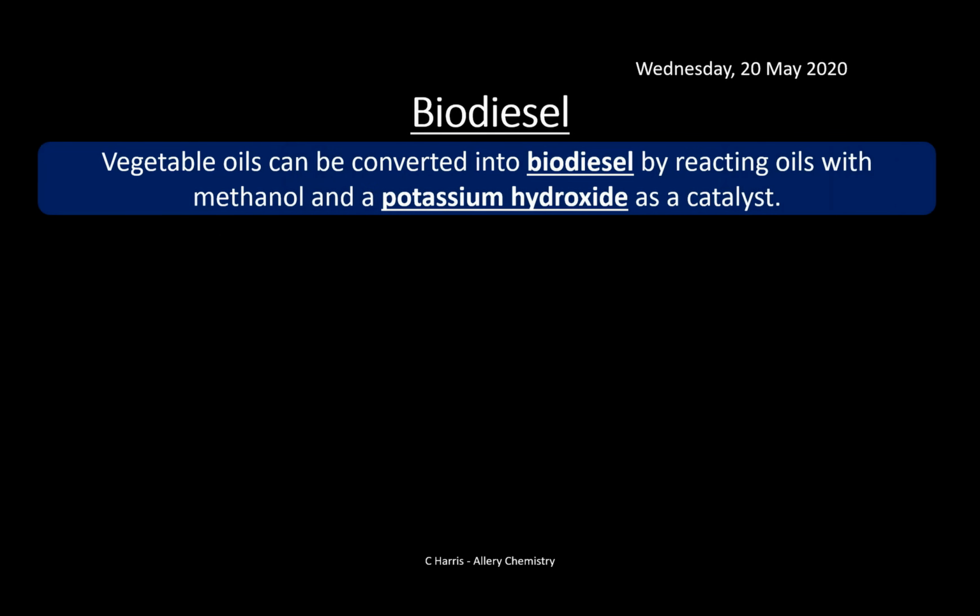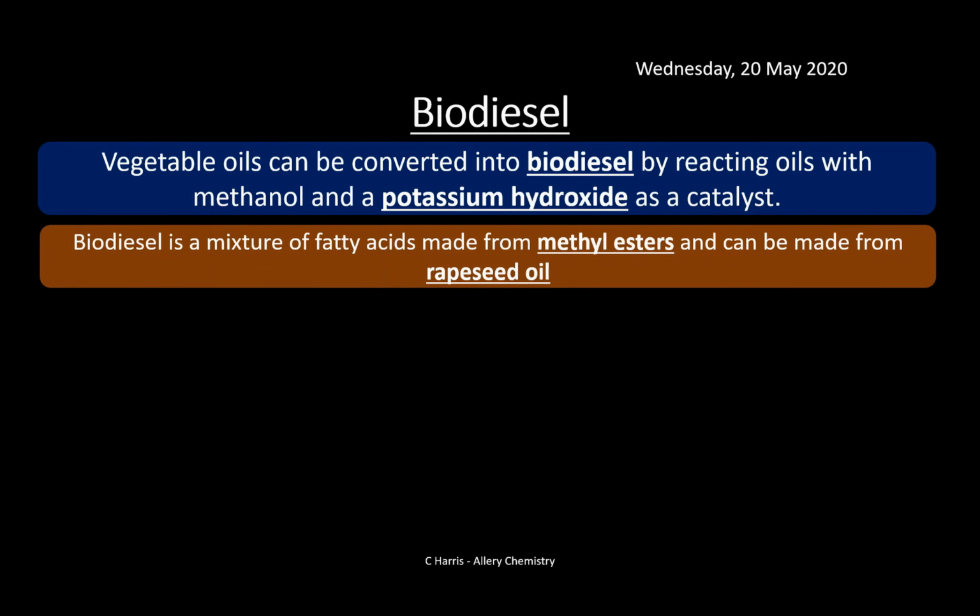Okay, so we're going to look at another use for this, which is biodiesel. Okay, so biodiesel is a type of fuel, and it's made from vegetable oils. Vegetable oils can be converted into this biodiesel by reacting the oils with methanol and potassium hydroxide as a catalyst. So this is used to power cars, and actually there are some companies that will take away old oil from deep fat fryers. So in chip shops, for example, they'll take away the old oil and they'll convert it into biodiesel, so they'll get some use out of it instead of it just being thrown away.